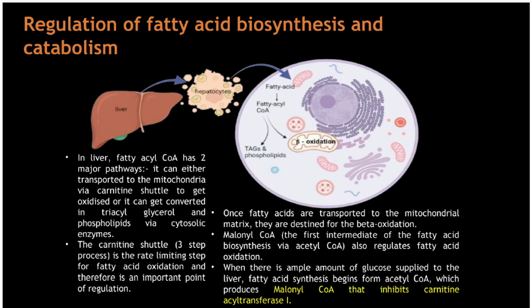Okay, so malonyl coenzyme A, the first intermediate of fatty acid biosynthesis via acetyl coenzyme A, also regulates fatty acid oxidation, as we have seen in the case of the Krebs cycle. If the amount of malonyl coenzyme A is high, then it will inhibit the carnitine shuttle, and if the carnitine shuttle is inhibited, no more fatty acids will enter the mitochondria for beta oxidation, and the process will come to a halt, or we can say it will lessen in its performance. Okay.